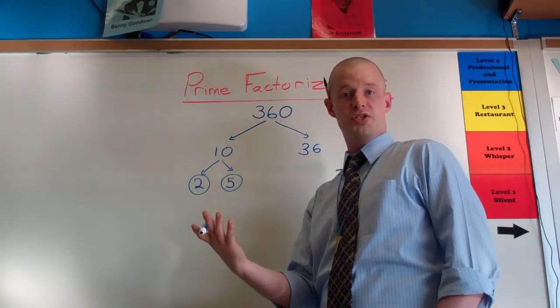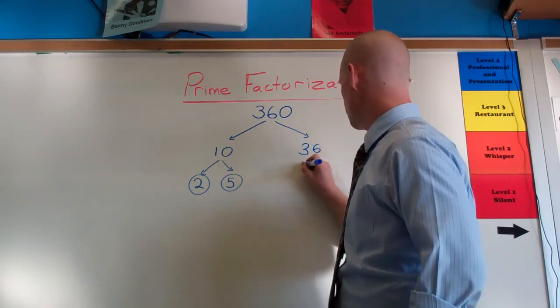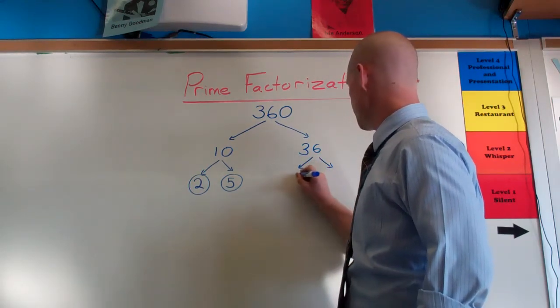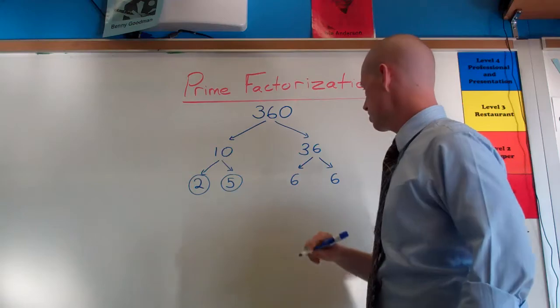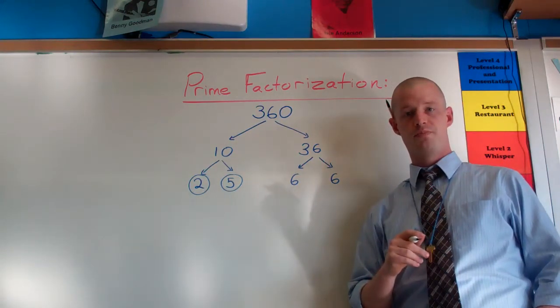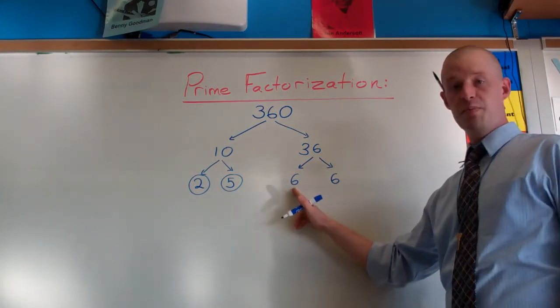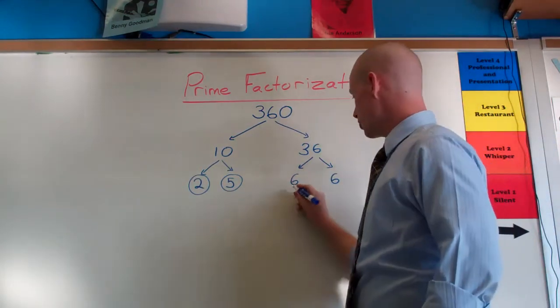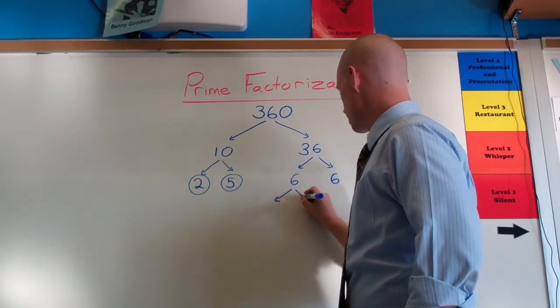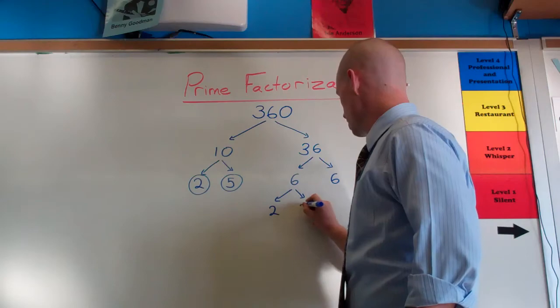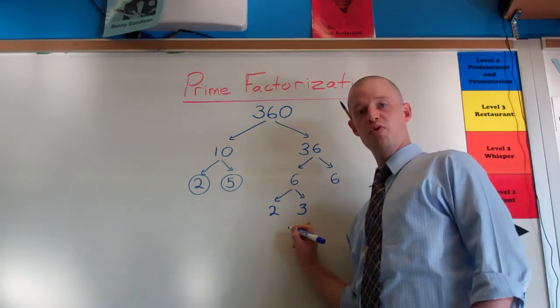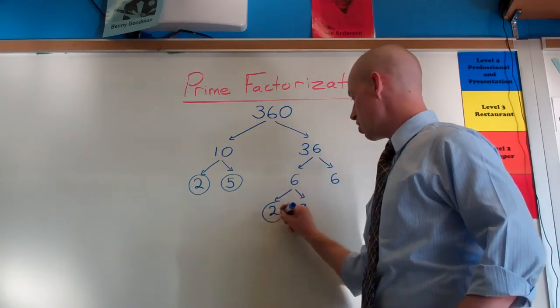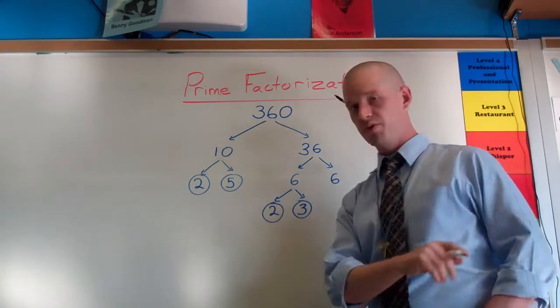Well, I know that 36 is a perfect square, and I can do 6 times 6 gives me 36. 6 can be broken down even further to 2 times 3. And again, 2 and 3 are both prime numbers. That means that these are also in my prime factorization.